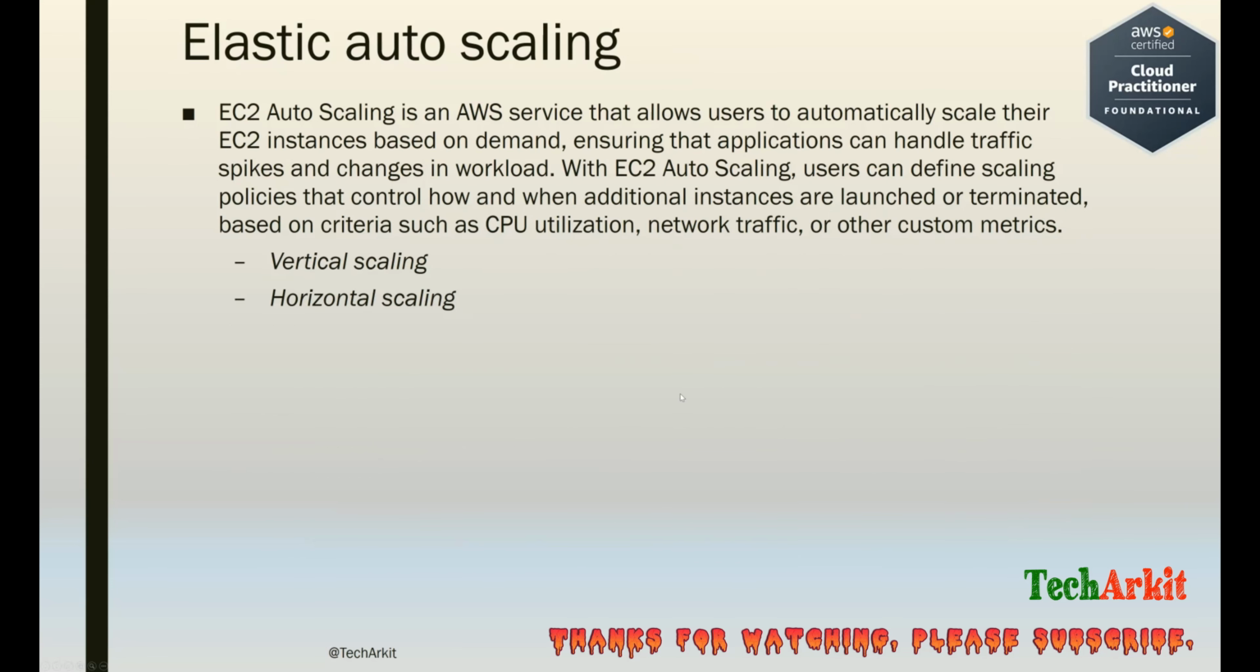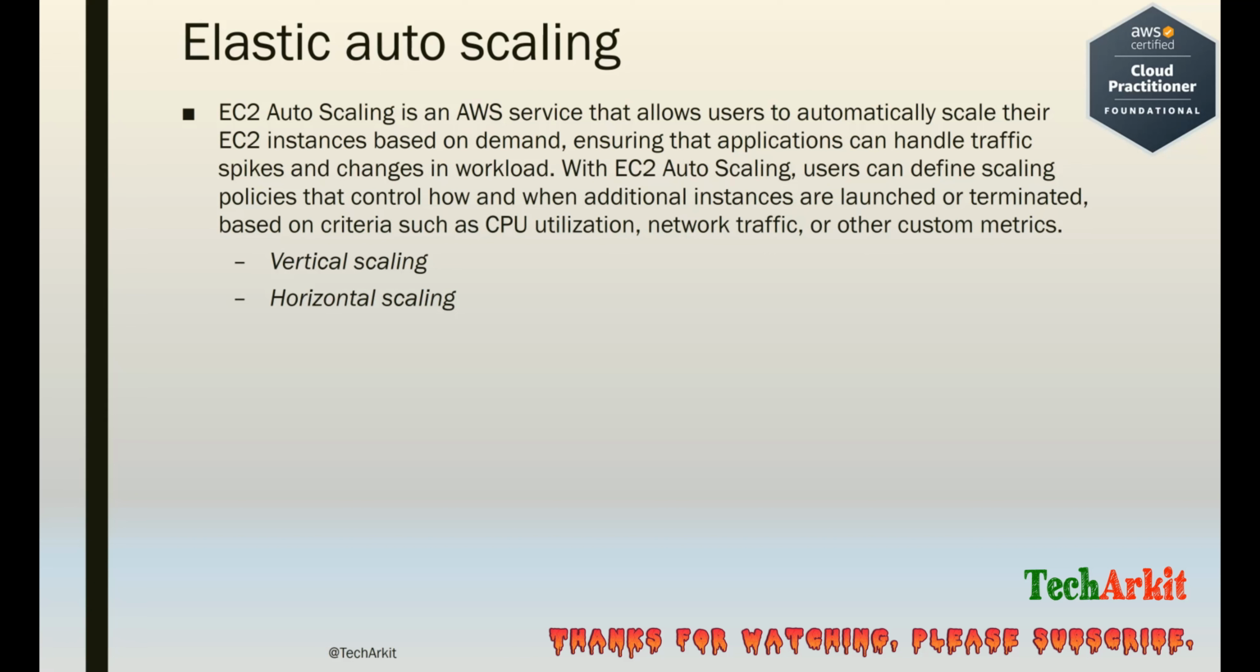So what other services can Elastic Compute provide us? So this is Elastic Autoscaling. This is a very good feature we can use on EC2. EC2 Autoscaling is an AWS service that allows users to automatically scale their EC2 instances based on demand, ensuring that applications can handle traffic spikes and changes in workload.